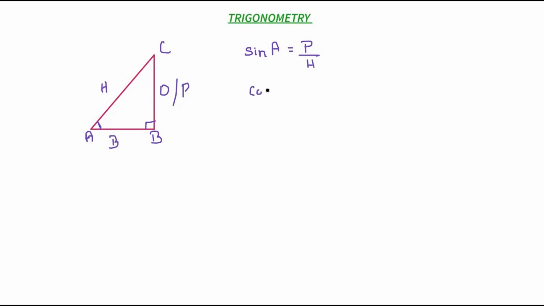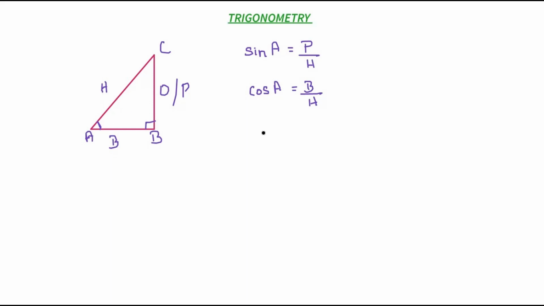Then we have cosine. Either you can write cosine or you can just write cos A. Usually cosine we write as cos. So cos is nothing but base by hypotenuse. Isn't it easy? Sine is perpendicular by hypotenuse. Cos is base by hypotenuse.